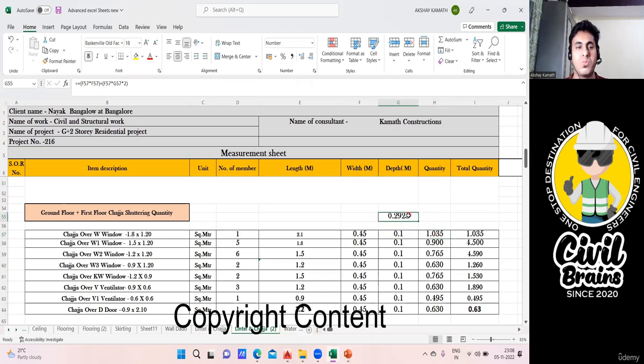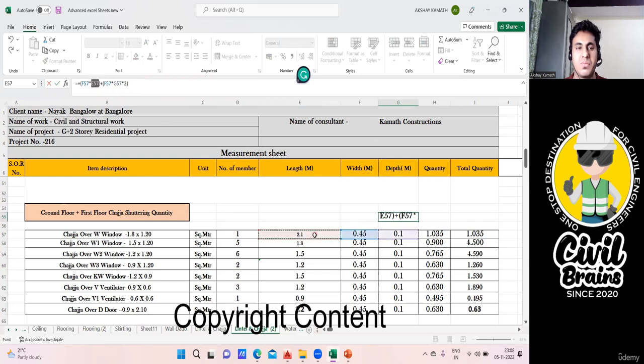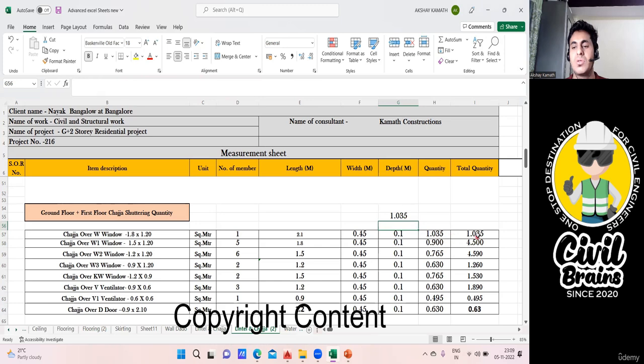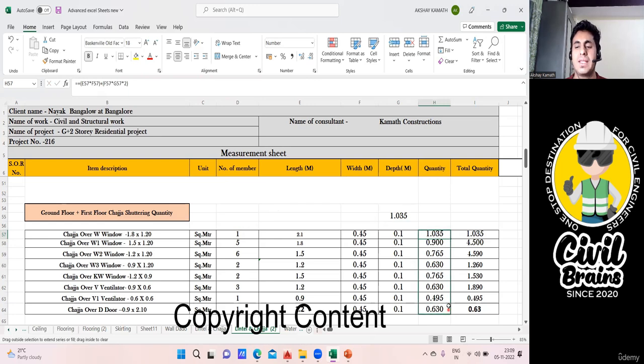I think I made some mistake. Let me check. So F57. Okay. See, here I made one mistake. This will be multiplied by this one. Now I should get a correct answer. Yeah. 1.035. So this quantity will be 1.035 into 1. Got it? So in this way, if you do one, the rest you just drag, finish. You'll get the answer in Excel.